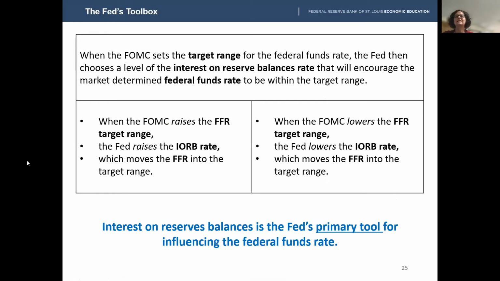So this slide summarizes the key concept you want to get across to your students. At the top panel, you'll see it says when the FOMC sets a target range for the Fed funds rate, then the Fed's going to choose a level of the interest rate on reserve balances to encourage the Fed funds rate, as Scott just walked through, to trade within that target range. And then the bottom panels give you an example if the Fed's going to increase rates or decrease rates.